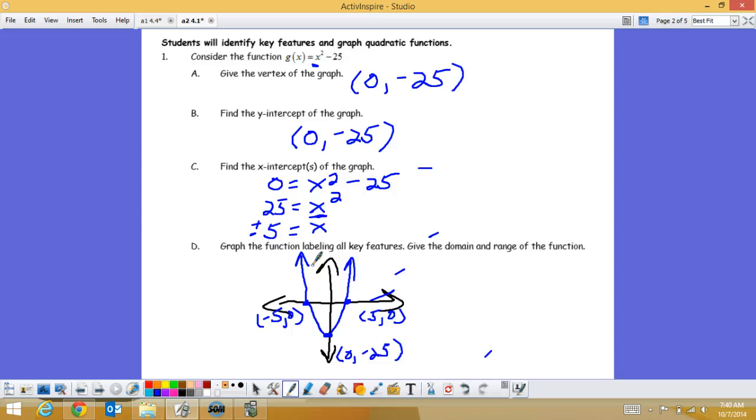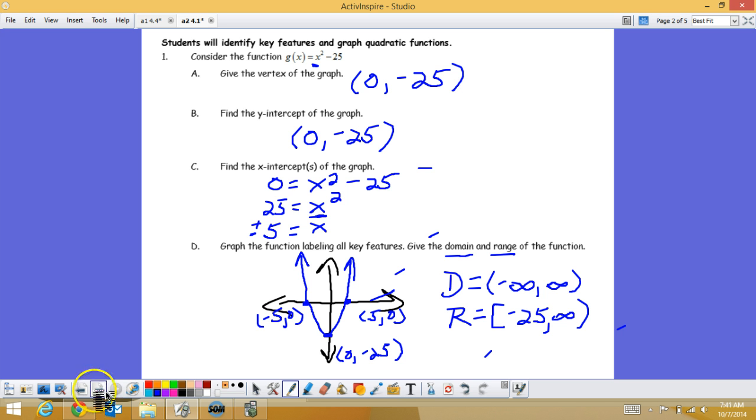And then to give the domain and range with any graph, don't forget to give the domain and range. So the domain of this graph, again, left to right, is going to be negative infinity to infinity. And the range goes from bottom to top. The y-coordinate at the bottom is negative 25 to the top, infinity. And that is the domain and range.